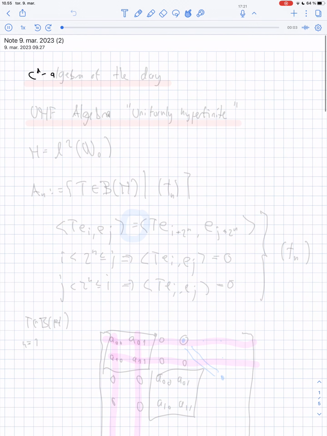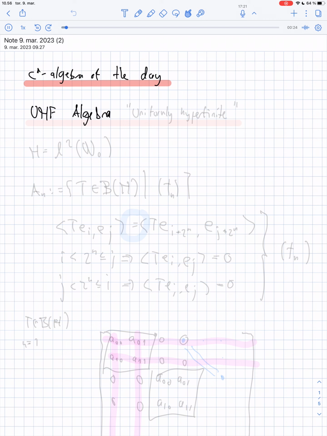So here comes the C-star algebra of the day, and my choice this time is a very canonical one. It's the so-called UHF algebra, which plays a very important role in the history of C-star algebras. UHF stands for uniformly hyperfinite. I'm not sure this helps anybody, but this is where this notation comes from.